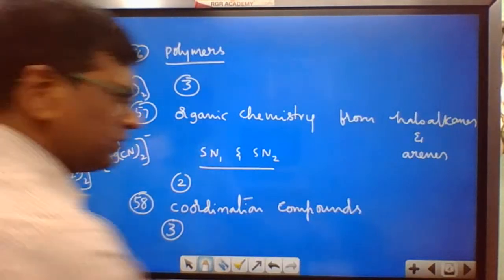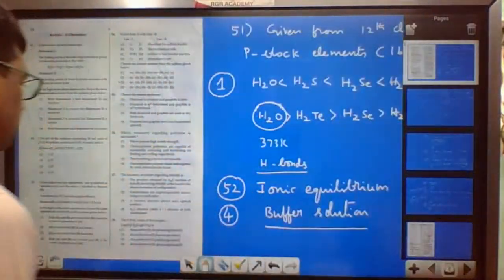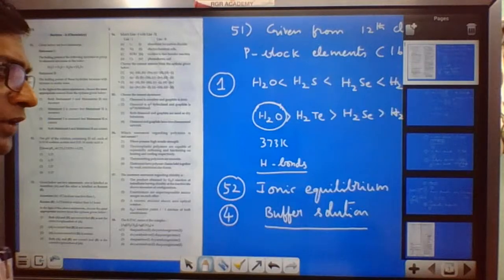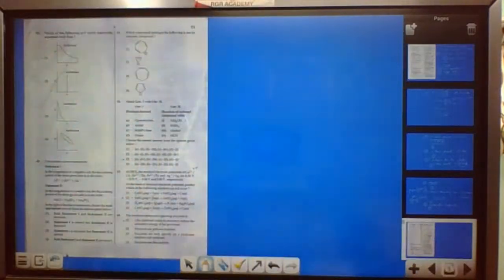Very important, we should do this. So we have done the first page. We have done questions 51 to 58. Please check the details. Next we'll go to page number 2. Let us start with the 59th question.